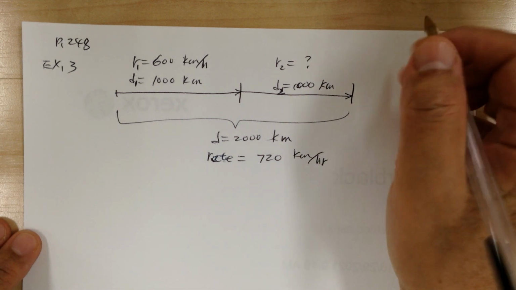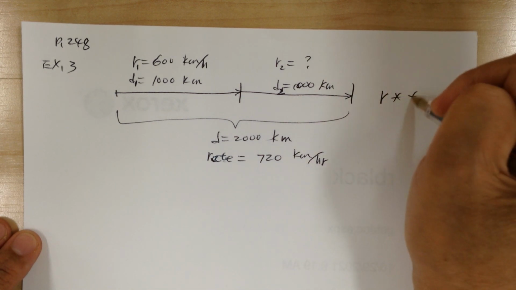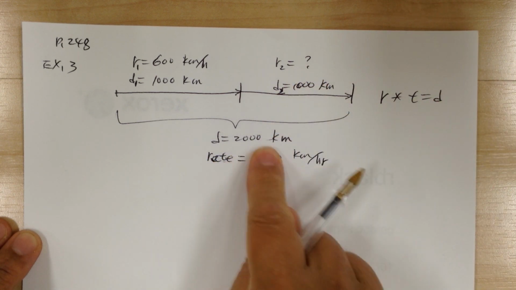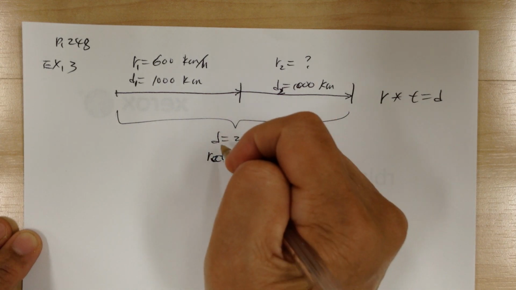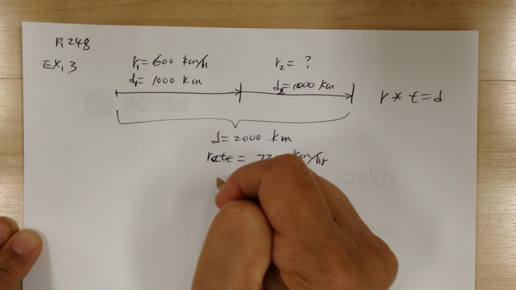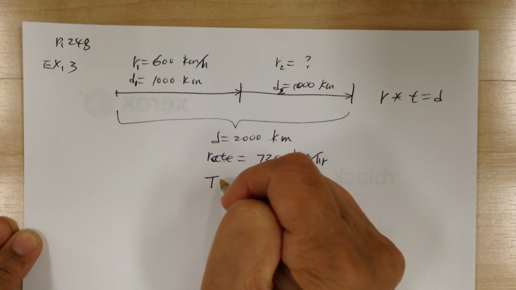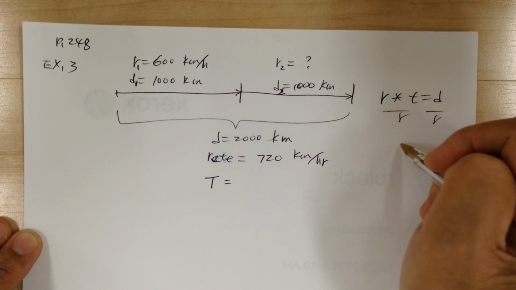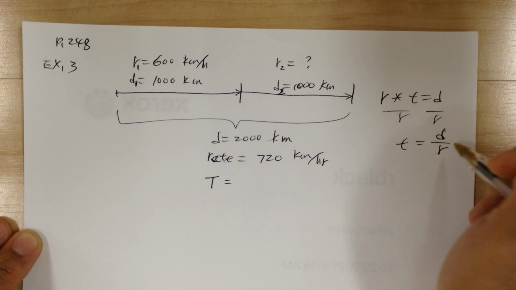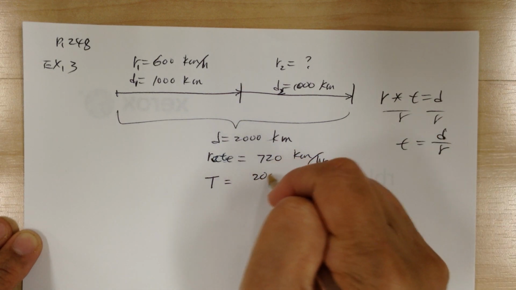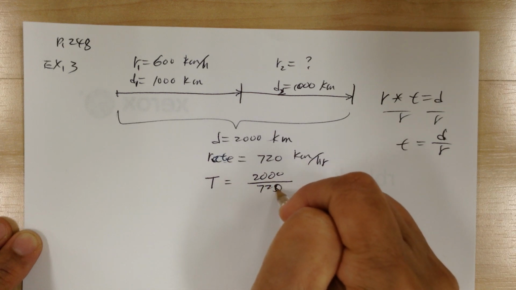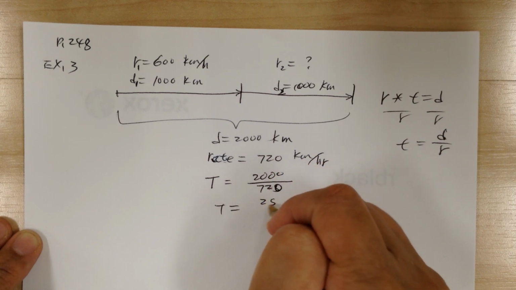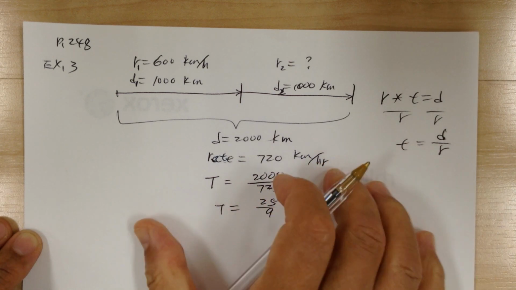Okay, so for the motion problem, you have r times time equal to distance. So to find the rate, we need to find the time first. So from here, we can find the time over here. So the total time, I'm going to put capital T for total time, will equal, if you divide by r, time equal to distance divided by the rate. Okay, so time would be equal to 2,000 divided by 720. You can simplify that, so it would be 25/9 hours. Okay, so that's the total time.